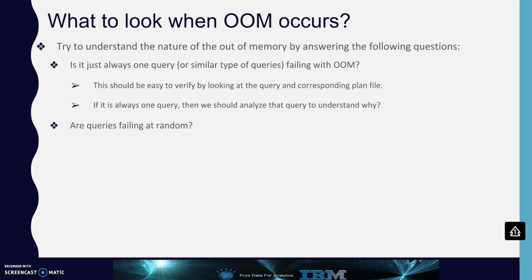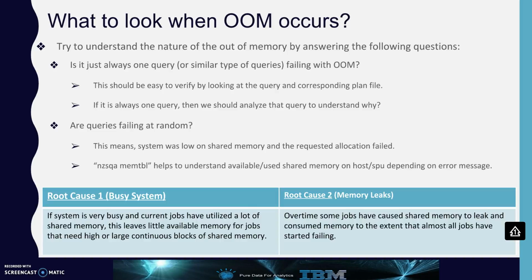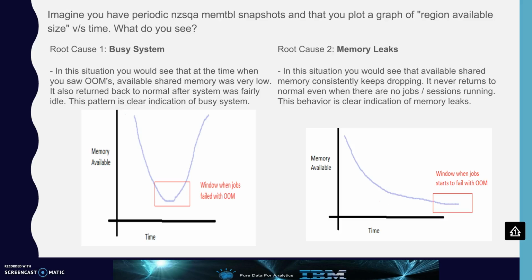Are queries failing at random? This means the system was running low on shared memory and the requested allocation failed. nzsqa memtable should help understand what the available and used shared memory was on the host or SPU, depending on the error message. And this could mean two reasons. One, either the system was so busy that whatever was available was so little that it cannot satisfy new incoming jobs. The other reason could be that whatever memory is left is so little that all new jobs coming in are failing.